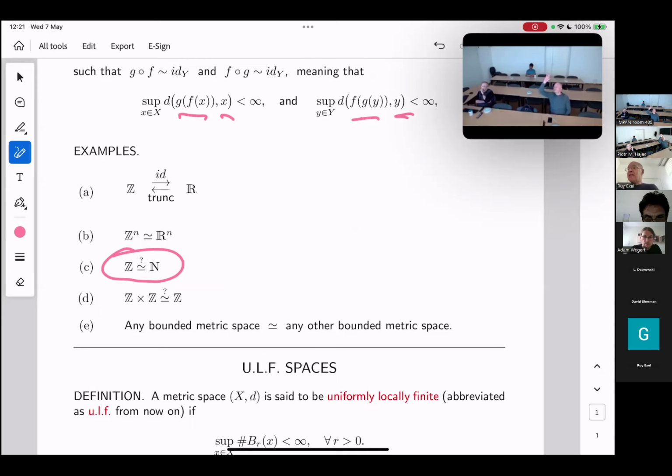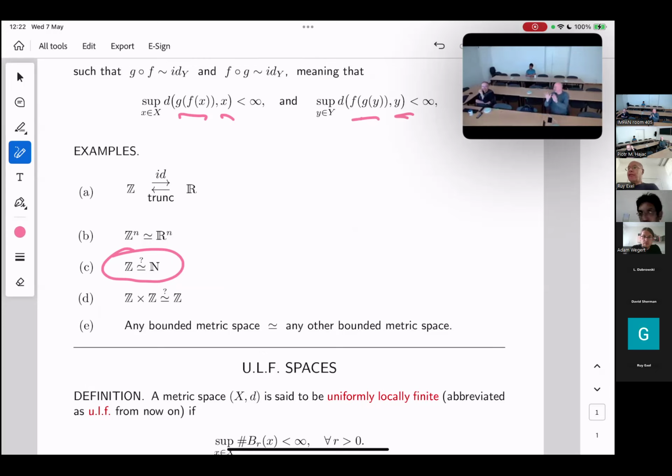The idea is that, go ahead. I have a question about this example. Can we imagine that, coarsely speaking, Z looks from afar like a line? That's exactly the comment I was about to make. And N looks like a half-line.